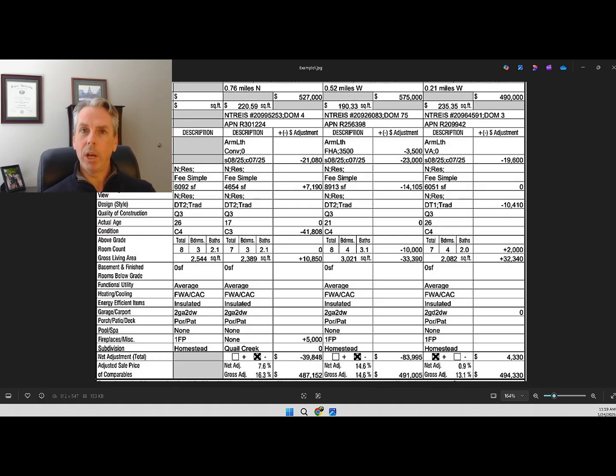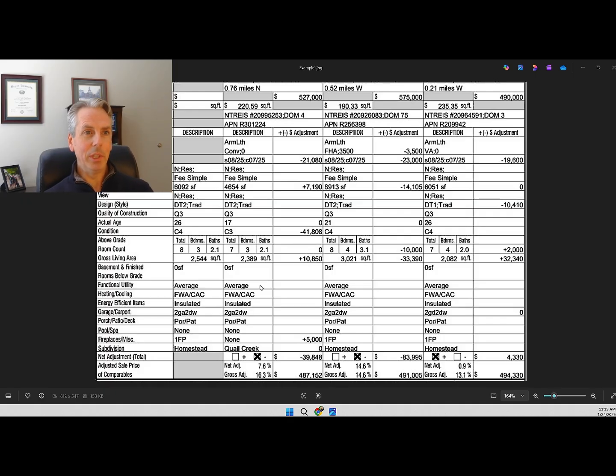Is it really possible to determine an adjustment? So let's take this little grid and make a few observations. Again, I'm going to focus on the idea of correlation, which is super important in this. We have three properties here that are gridded. This is not actually the only three. These are comps 4 through 6 in this particular appraisal.